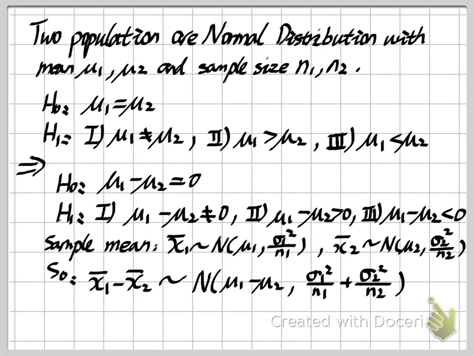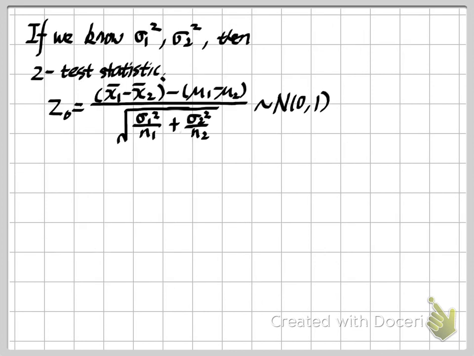So here, assume we know these two variance values, we know the value of sigma 1 and the value of sigma 2, then we will have this equation. So we have z0 equal to this complicated equation. The numerator is still about the sample mean minus the true value of our mean.